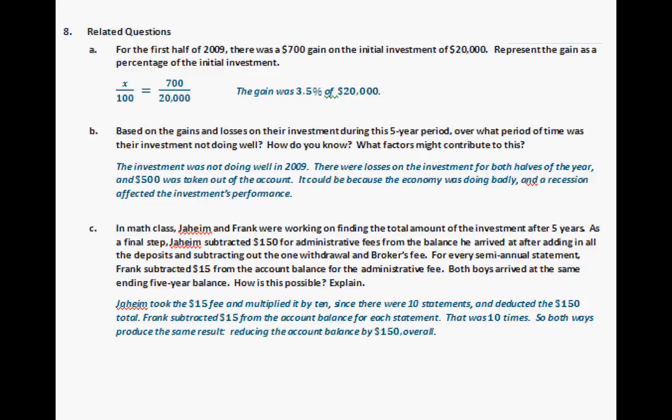How is this possible? Well, again, he took the $15 and multiplied it by 10 since there were 10 statements. And if that's the case, then 10 times 15 is 150, and so you could take that all at the end. And Frank just did it $15 at a time. So both ways produce the same result, reducing the account balance by $150 overall.